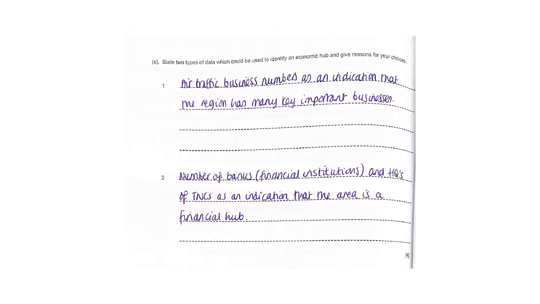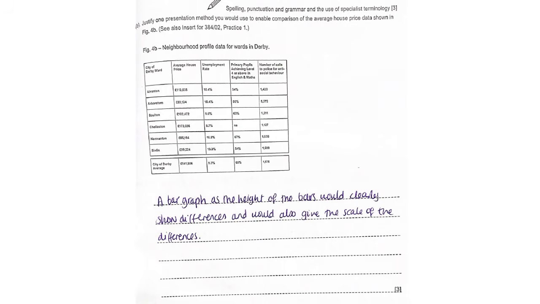Two different types of data that could be used to identify an economic hub: air traffic business numbers as an indication of people coming in and out of the place, number of banks, number of HQs of TNCs, that kind of thing. Again, this is somebody else's data. How would you present the data? If it's continuous data, like over time or over space, you would do a line graph. If it's discrete data, if it's categories, bar graph.